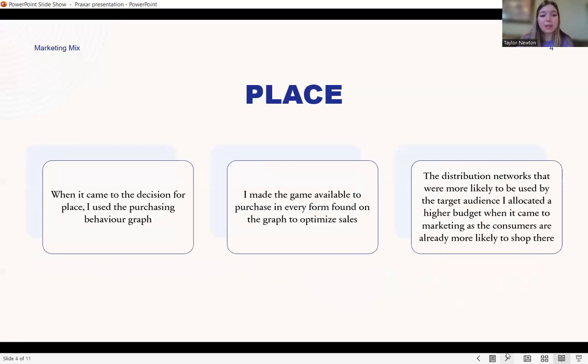And then additionally for place, when it came to this decision, I used the purchasing behavior graph and I made the game available to purchase in every form that was found on the graph so that I could optimize sales, making the game available in every single way that that type of consumer wanted to purchase with. The distribution networks that were most likely to be used by my target audience, I allocated a higher budget since they are most likely to shop there anyways.